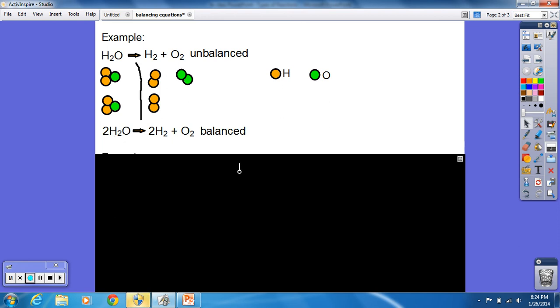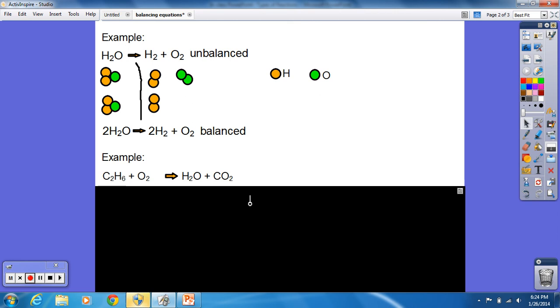So let's take a look at another example. And this example is more confusing. It's C2H6, so dicarbon hexahydride, plus O2, oxygen gas, yields H2O, water, plus CO2, carbon dioxide. So you could absolutely do this by making a lot of little dots. But right away, I'm looking at it going, wow, 6 hydrogens in the reactants there. I don't feel like making all those dots.